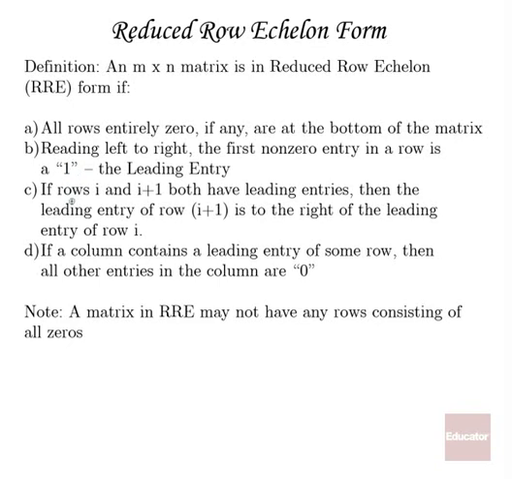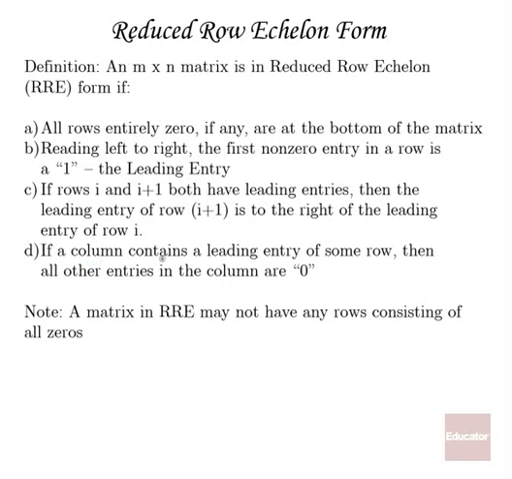If rows i and i plus 1, so for example rows 3 and 4, both have leading entries, then the leading entry of row i plus 1 is to the right of the leading entry of row i. In other words, if I have leading entries on row 3 and row 4, the one on row 4 is going to be to the right. It's not going to be right below it or to the left of it. All of this will make sense in just a moment when we give some examples of reduced row echelon form.